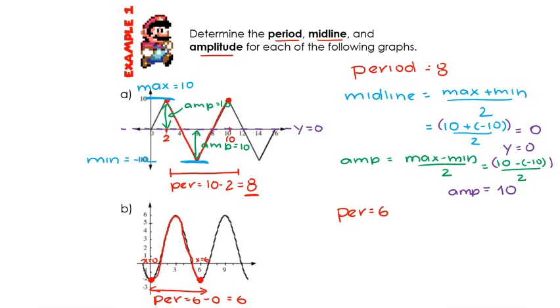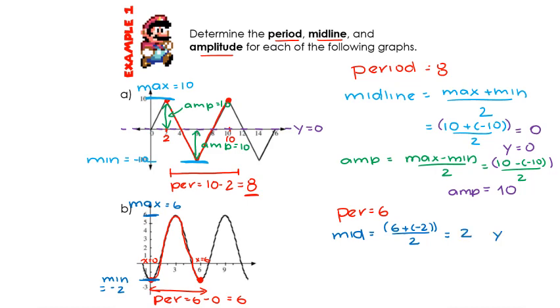To find my midline, I'm going to need a maximum. So the highest our graph is ever going to reach is 6, and the lowest our graph ever reaches is a minimum of -2. So then if I plug those in my formula, I'm going to have 6 plus -2. And then if I divide that by 2, I'm going to get a midline of 2.